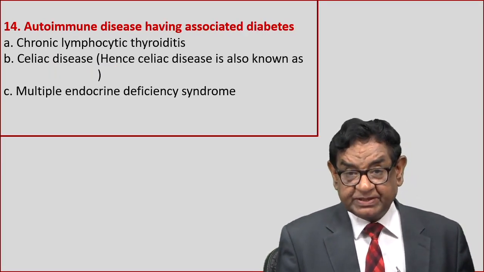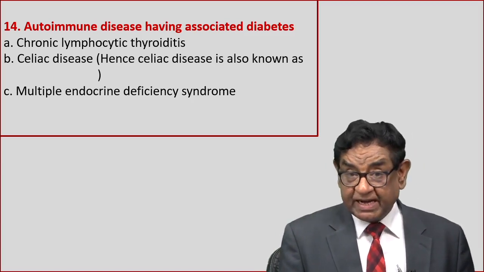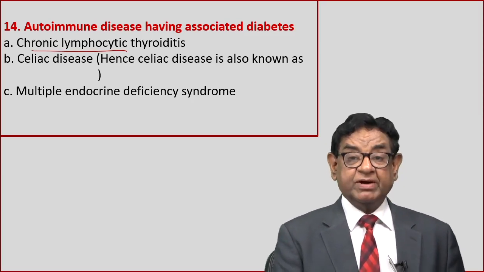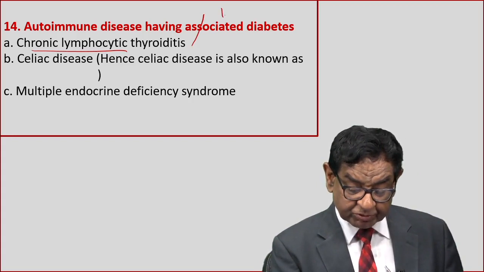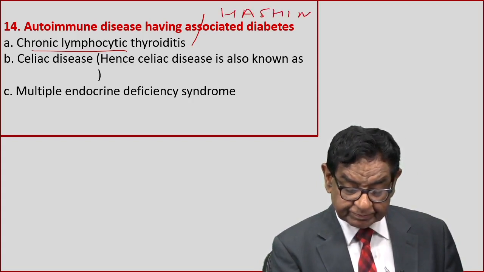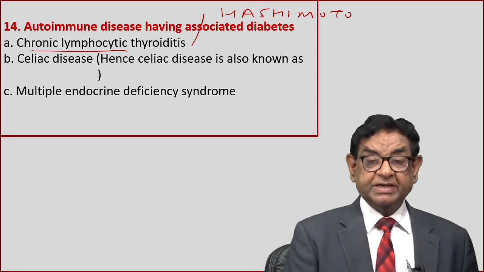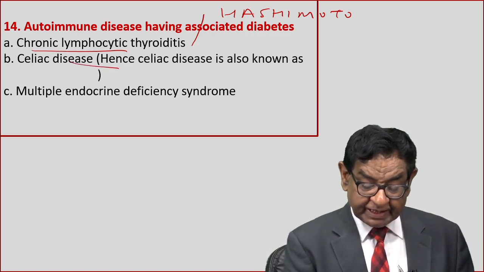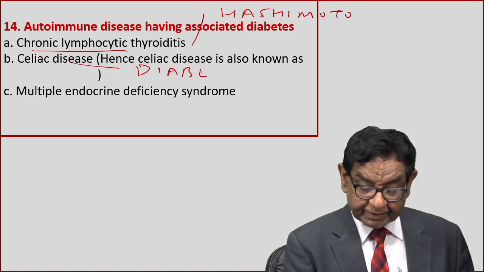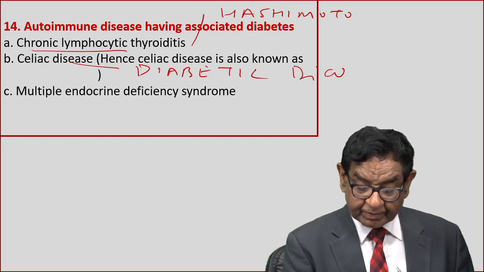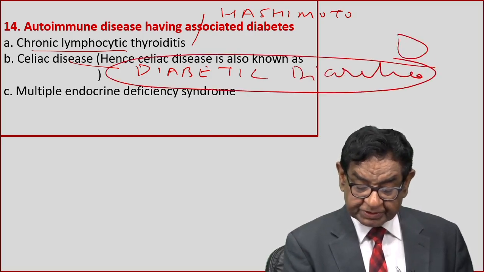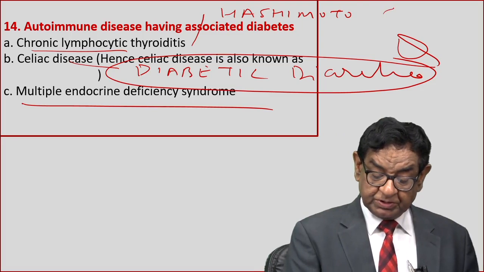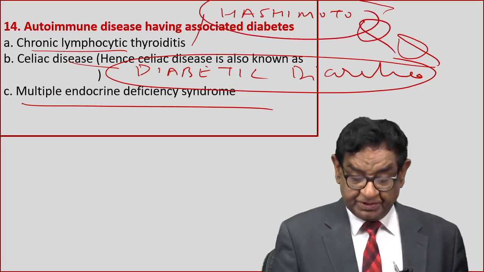Now, autoimmune diseases can be there, especially with type 1 diabetes. Chronic lymphocytic thyroiditis may be a feature with type 1 diabetes, and this entity is known as Hashimoto thyroiditis. Celiac disease is very often associated with type 1 diabetes, and that's why celiac disease is also known as diabetic diarrhea. Very, very important question. And multiple endocrine deficiency syndrome can have hyperglycemia. So these two things are very frequently asked questions.